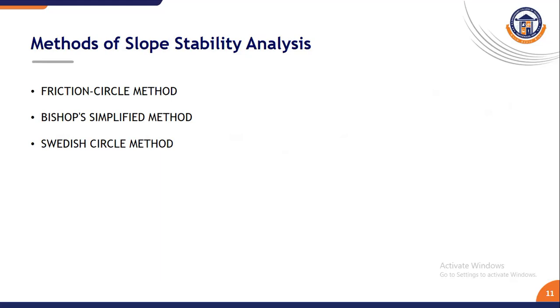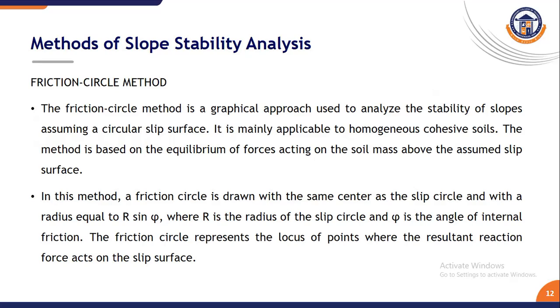Here are the methods of slope stability analysis. Three categories are there: the friction circle method, the Bishop simplified method, and the Swedish circle method. We will discuss them one by one. The first one is the friction circle method.